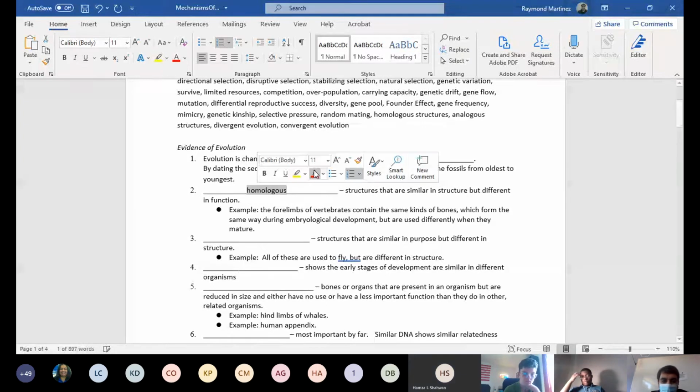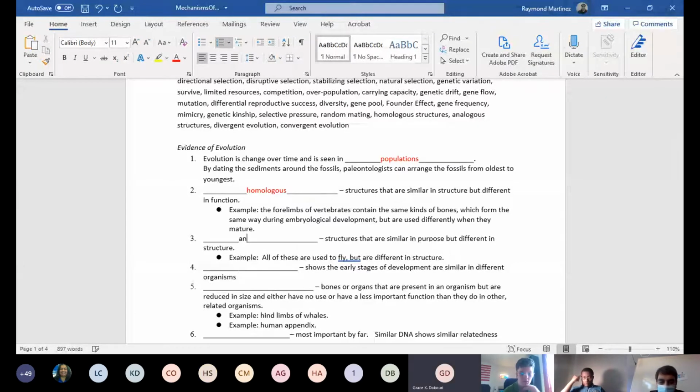Very good. So again, homologous, they share a common ancestor, right? So when we're looking at the bird wing, the bat wing, human arm, same bones, different function, right? Same form, different function. Which means number 3, structures that are similar in purpose but different in structure is going to be what? Analogous. Hey. You got it, Grace. Good job. Analogous.